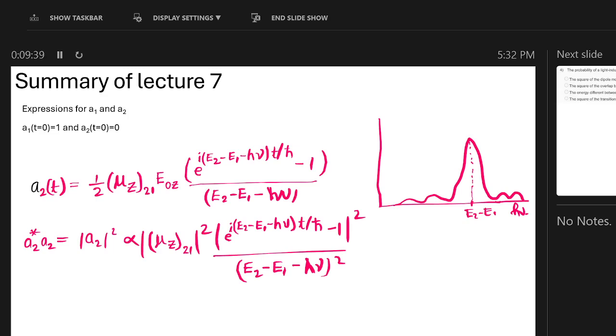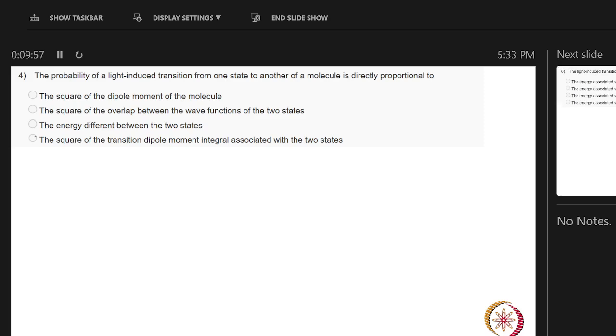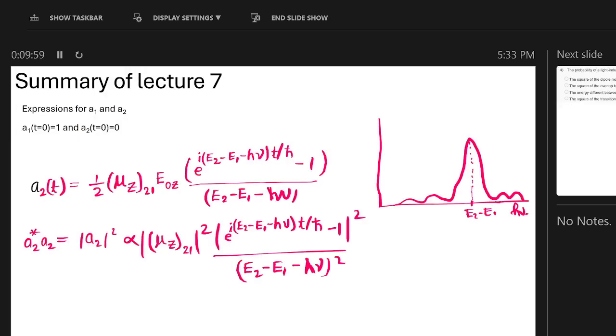So from lecture 7, we saw how the intensity depends on the transition dipole moment, and how this coefficient gives what we call the probability in a state. So we know this condition: at t equal to 0 we have a1 equal to 1 and a2 equal to 0. But what at t equal to t?